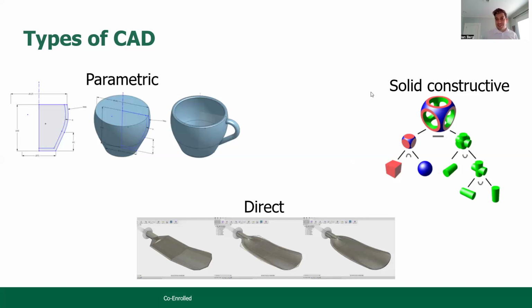Another parent category is solid constructive, where instead of drawing things in 2D and turning them into 3D, you have basic geometries like boxes and balls and spheres and diamonds, and you add and subtract them together to ultimately create the thing that you want to create. And that's actually what I'll introduce you to today.